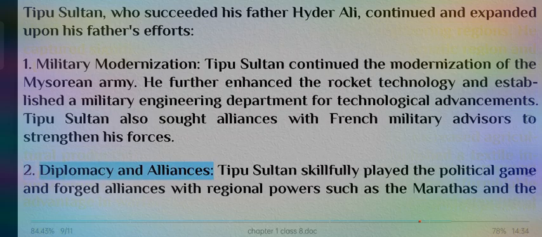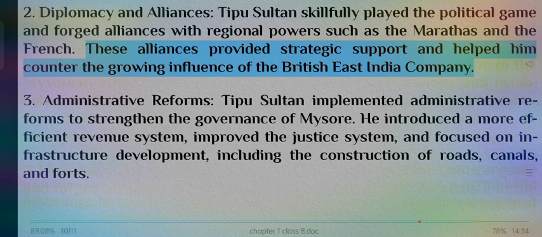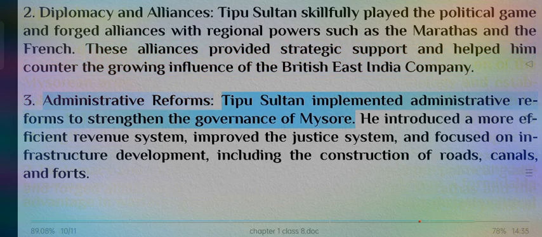B. Diplomacy and alliances. Tipu Sultan skillfully played the political game and forged alliances with regional powers such as the Marathas and the French. These alliances provided strategic support and helped him counter the growing influence of the British East India Company. C. Administrative reforms.